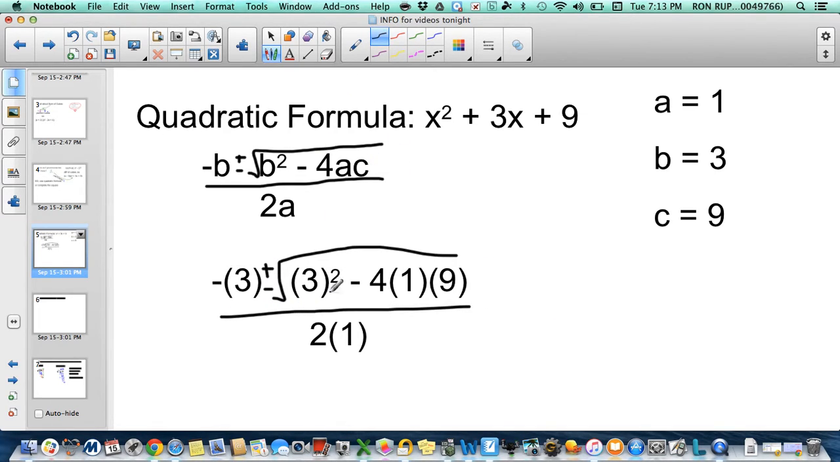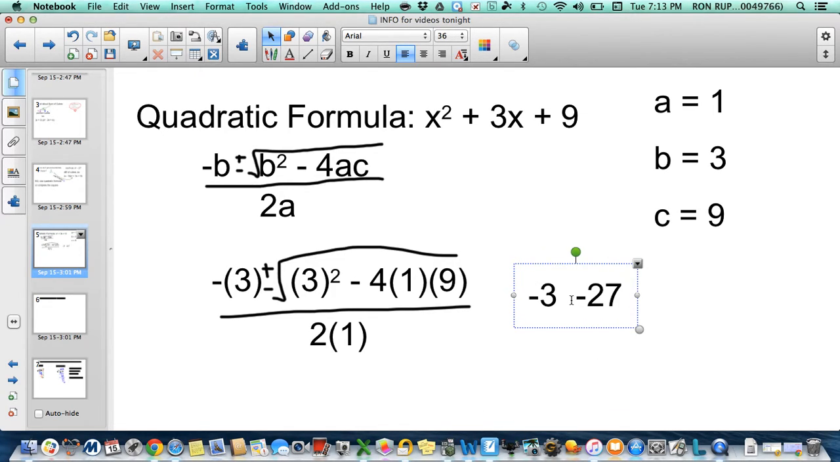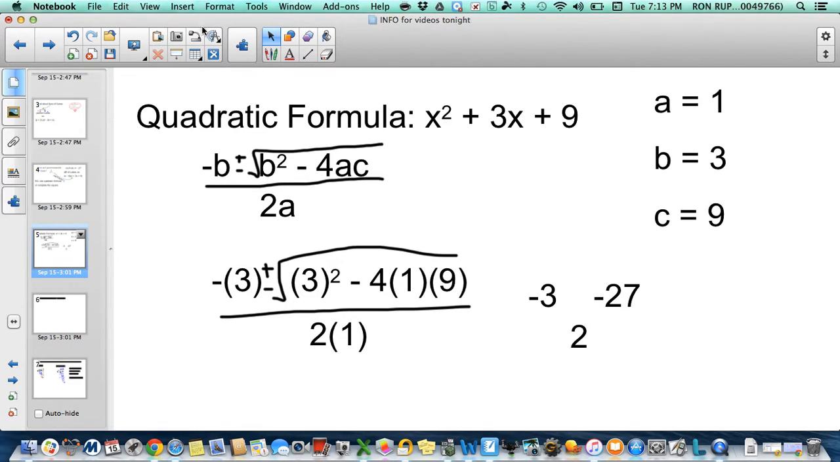And so when we simplify, 3 squared is 9, 4 times 1 times 9 is 36, and so we get opposite b, which is negative 3, plus or minus the square root of 9 minus 36, which is negative 27, and then of course 2 times 1 is 2. In Algebra 1, you may have stopped here because this is no real solution, because you can't have a negative inside of a radical.